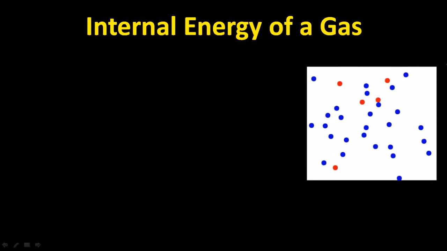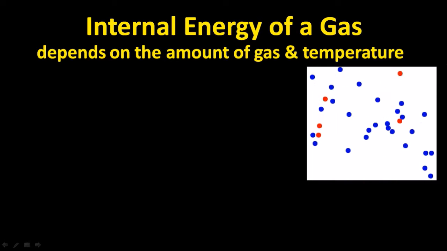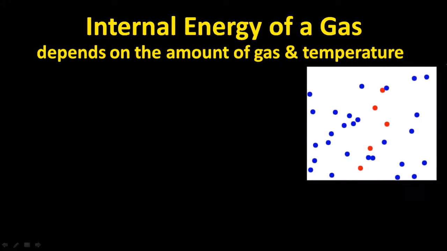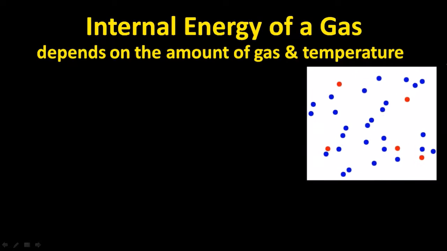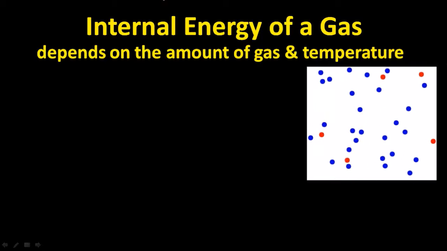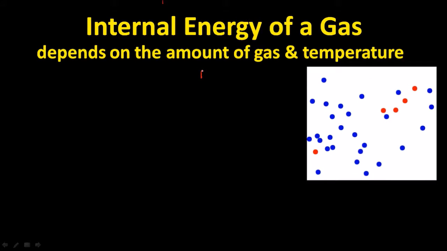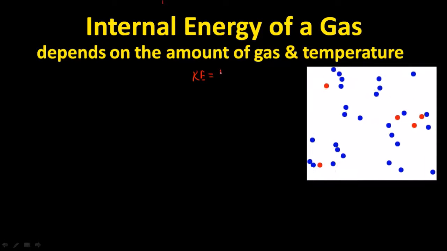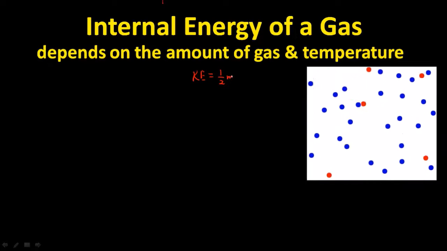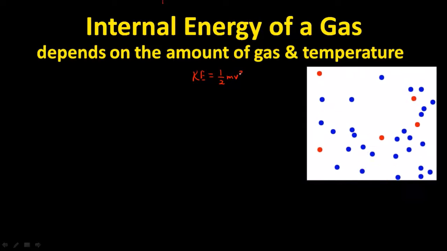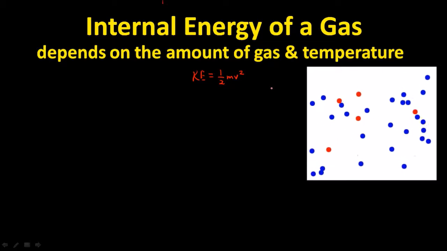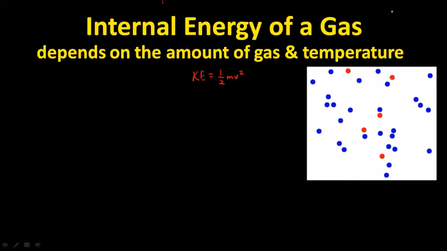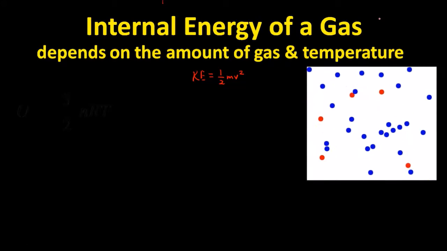Turns out that the internal energy of a gas is directly related to the amount of gas, of course, more gas means more molecules, and the temperature of the gas. As you heat the gas up, the molecules move faster, and as you all know, the formula for kinetic energy of the particles is 1/2 mv squared, where m is the mass of the particle and v is the speed of the particle. And so the faster it moves, the more energy that it has, and the temperature is related to that energy as well. The formula for the temperature relationship is this.